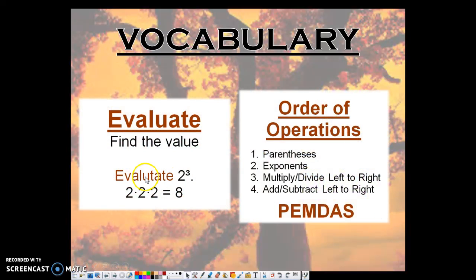Evaluate is another fancy word to say solve or find the value of something. So if you're evaluating 2 to the 3rd power, it's 2 times 2 times 2, which is 8. Order of operations, you should have learned this already. PEMDAS: parentheses, exponents, multiply, divide, add, and subtract.